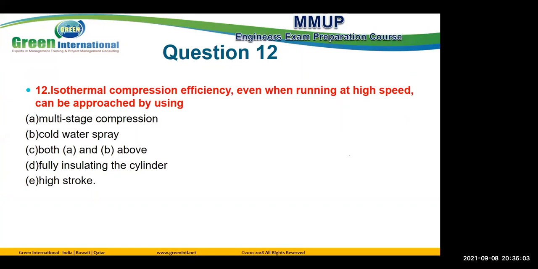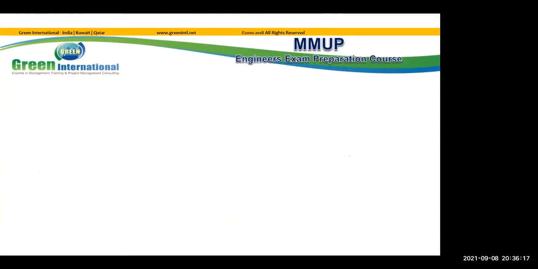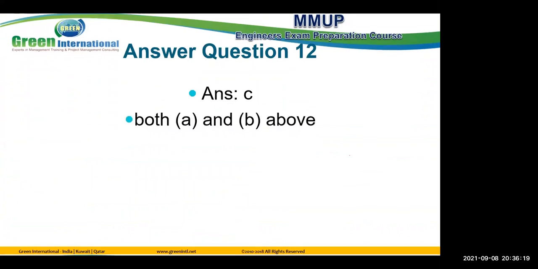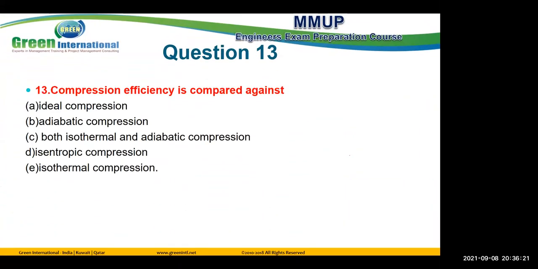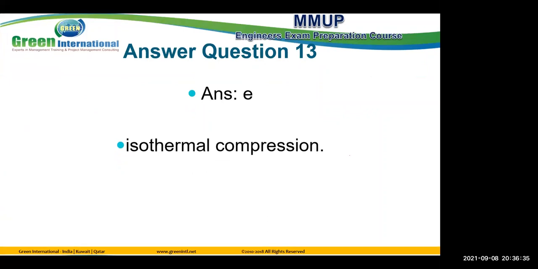Isothermal compression efficiency, even when running at high speed, can be approached by using multi-stage compression. Both A and B, yes. Compression efficiency is compared against isothermal compression, and adiabatic.